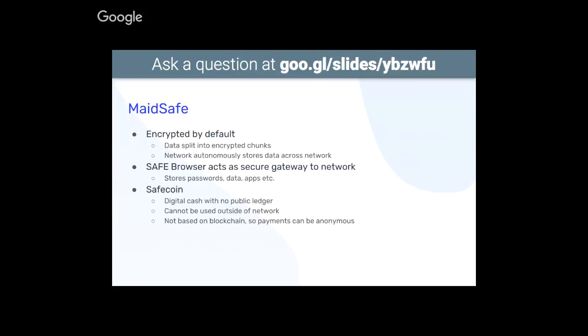You need to access things using the Safe browser, and that's your sort of secure gateway to accessing content on that network. And that Safe browser does things like store passwords, data, apps, etc. So that browser is your interface to the Safe network. The SafeCoin is a very interesting thing. It's a digital cash, but it has no public ledger, and it can't be used outside of the Safe network. So it's not based on blockchain. Payments can actually be anonymous, and that's a big thing about MadeSafe is anonymity.